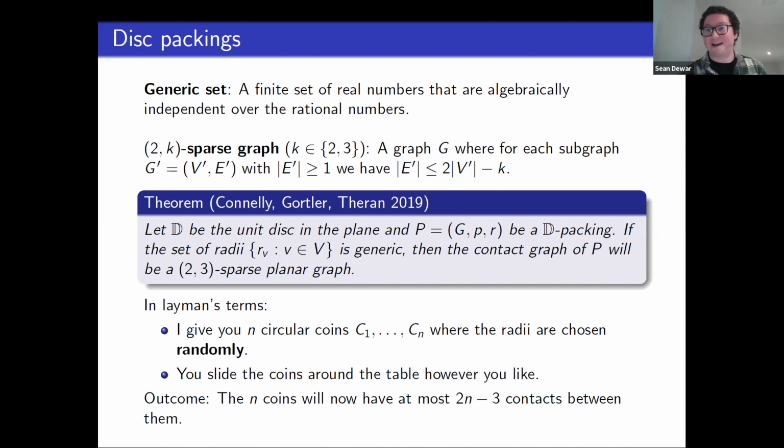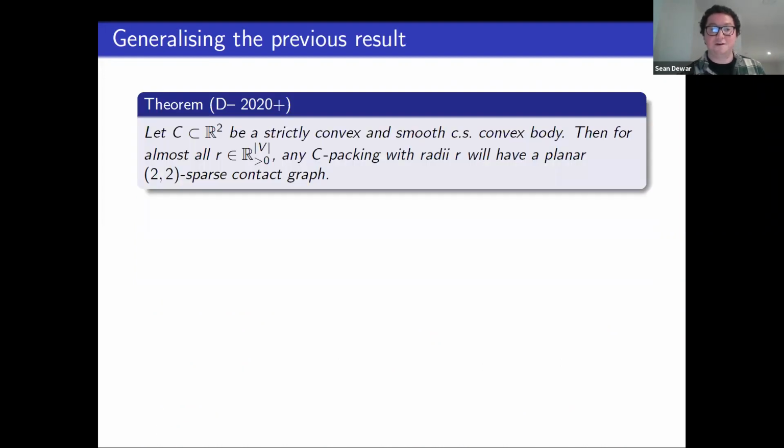So this is the disk packing version. But we want to generalize this to this idea of convex bodies. All right. So we're now going to centrally symmetric convex bodies. We're adding the restrictions that they're strictly convex and smooth. So no straight edges, no corners. And they have this 180-degree symmetry. You notice I've gone for almost all.